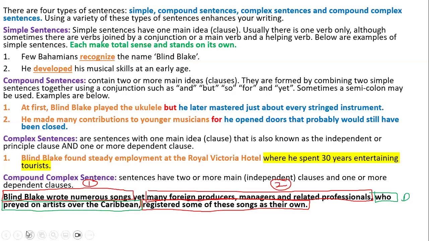So we see that this sentence is made up of two independent clauses, the ones I have in red, and one dependent clause. But it all comes together to make sense. Blind Blake wrote numerous songs, yet, here's the conjunction, many foreign producers, managers, and related professionals who preyed on artists over the Caribbean registered some of these songs as their own. So it all comes together to make a complete thought, but it's still one sentence. All right, so that's a compound complex sentence. Do y'all understand this at least a little?